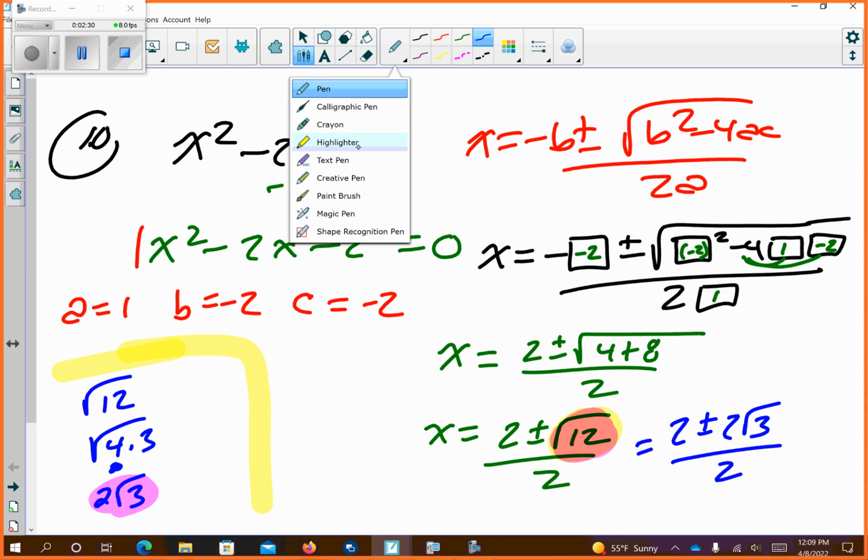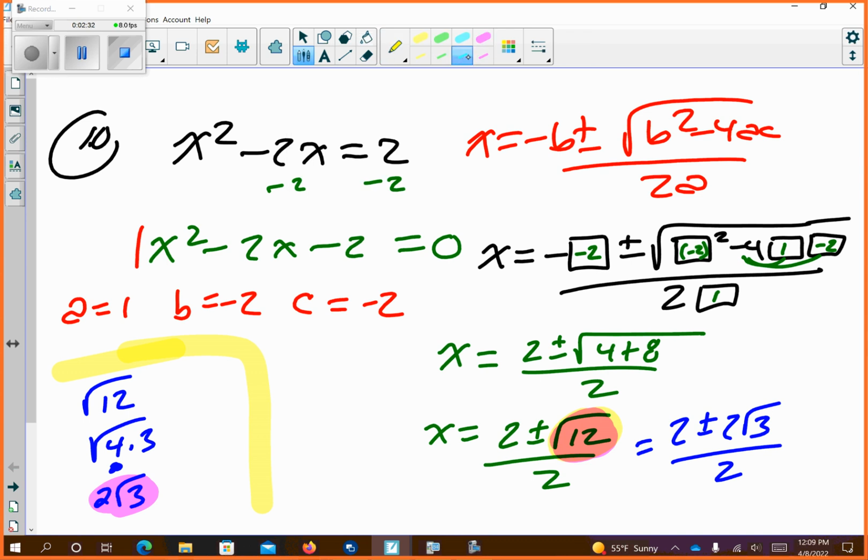And then what we have to do is anything that is outside the radical, if they can reduce, reduce them. Well, I think 2 goes into itself one time. So I wind up with x equals 1 plus or minus root 3. Problem is done.